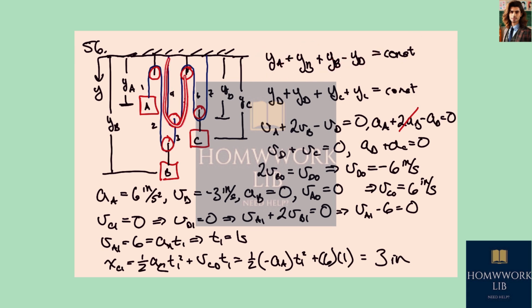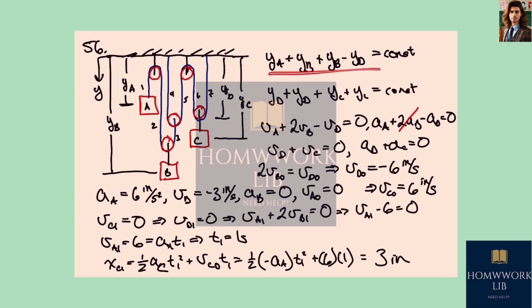And then for this cable here, we have this span here is YD plus a constant. This span here is YD plus a constant. This one here is YC plus a constant. And this is YC plus a constant. So we get 2YD plus 2YC equals a constant. We could divide through by 2 and get YD plus YC as a constant there.